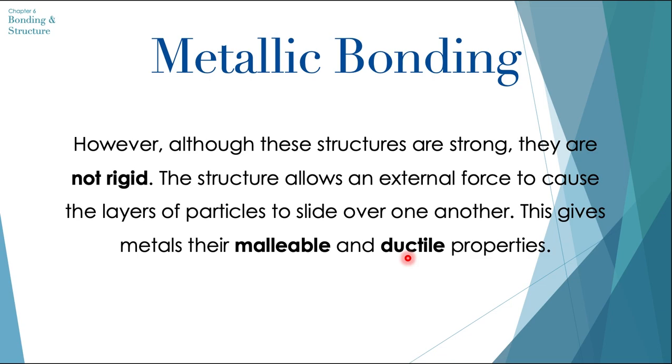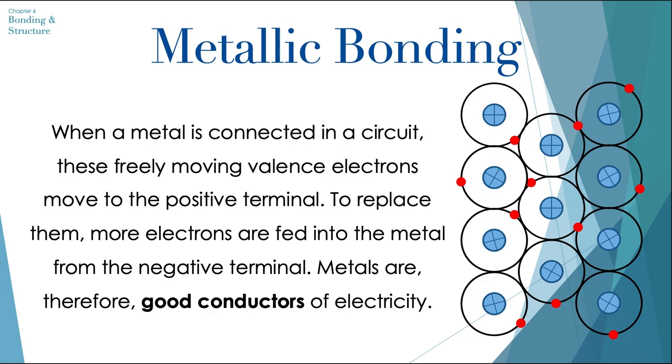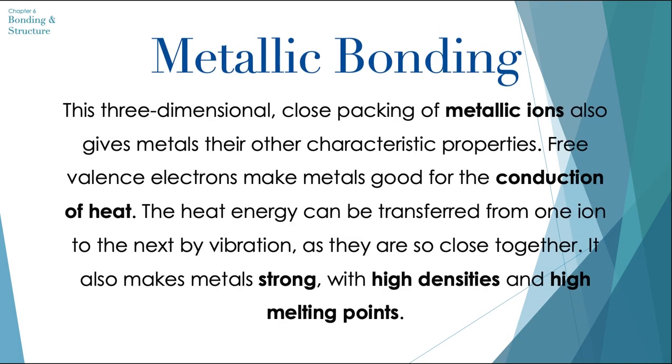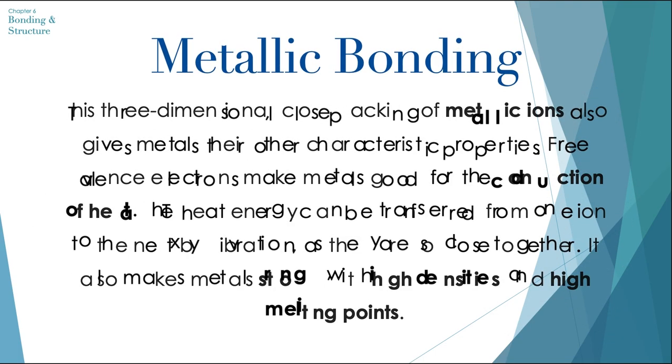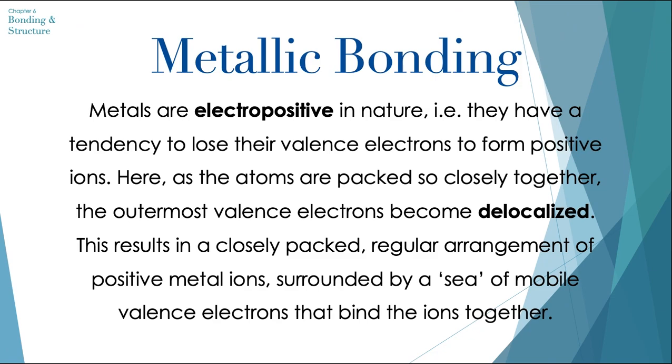So this was metallic bonding. I hope you've understood what the structure of metals is, which makes them good conductors of electricity and heat, and makes them very strong with high densities, but it doesn't make them rigid. They are also malleable because the external force causes the layers of particles to slide over one another. And so that is why they're malleable. And they're electropositive.